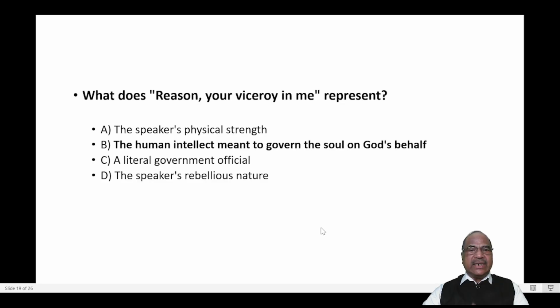What does reason, your viceroy in me, represent? The speaker's physical strength, nothing. The human intellect meant to govern the soul on God's behalf. A literal government official, the speaker's rebellious nature. Here actually it is the human intellect meant to govern the soul on God's behalf. That is, the human intellect meant to govern means reason. Reason is reason, your viceroy in me. They have very clearly said reason, your viceroy in me.